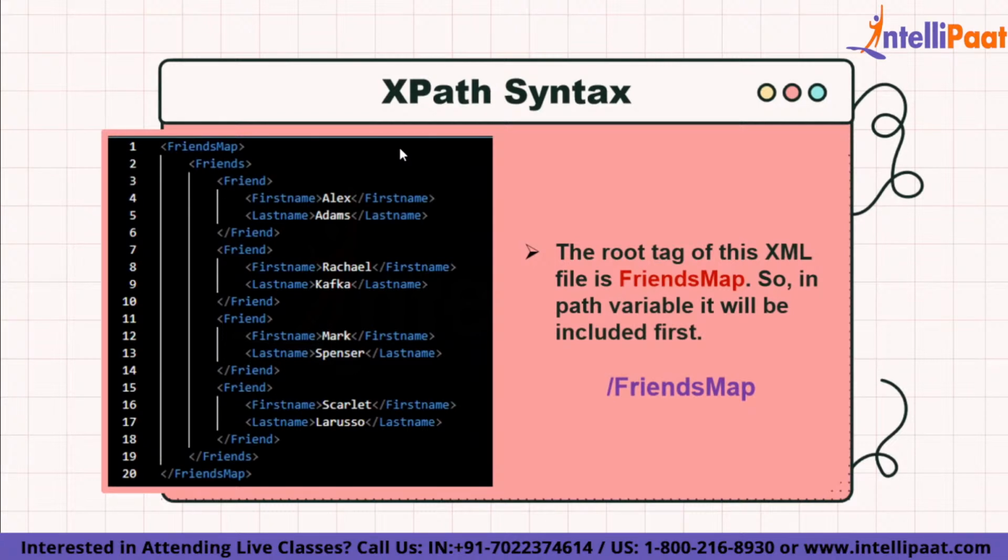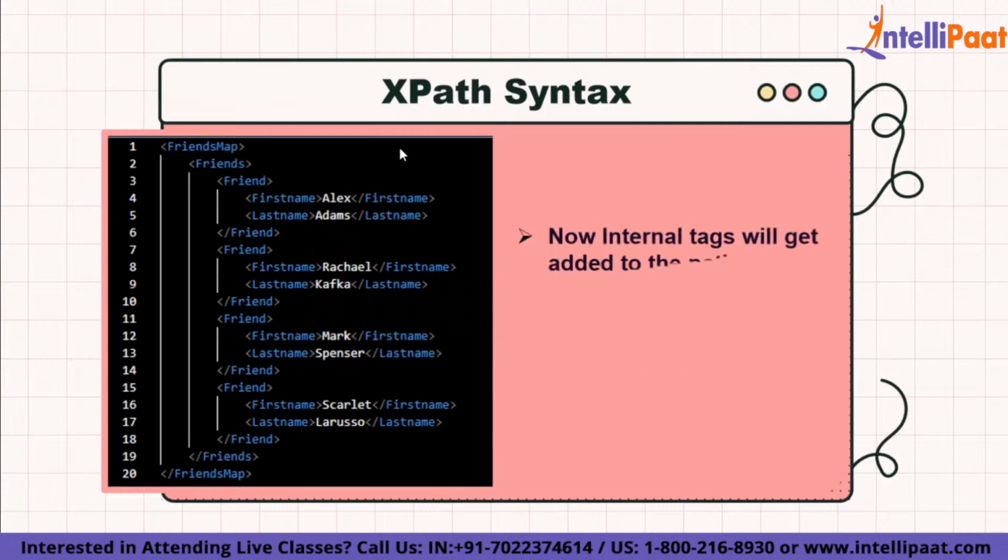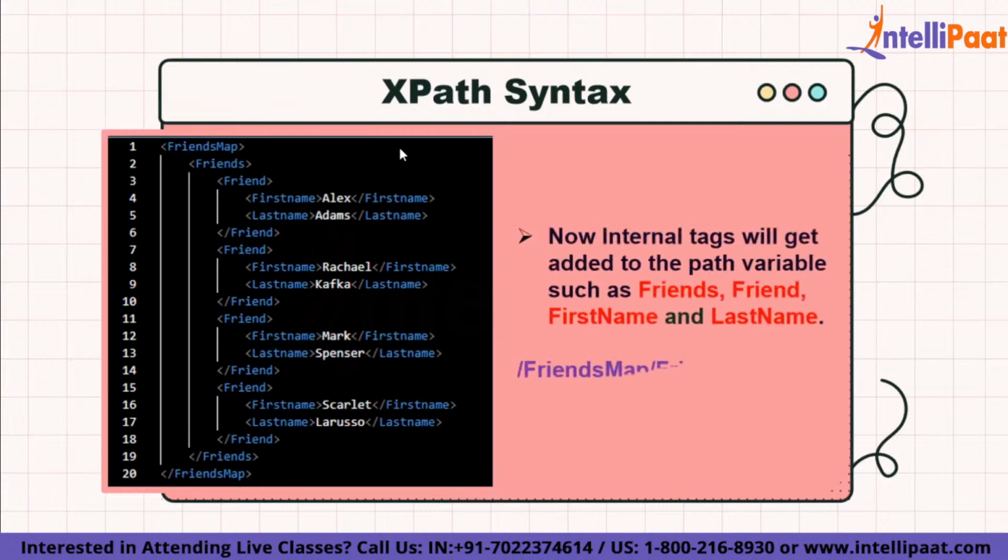The syntax is very simple guys. All you have to do is add a slash mark and after that add the name of your root tag, that is friendsmap. Now let's add the remaining tags to this path variable. So basically you'll only add tags that you want to access data from. Suppose I want to access the first name of the first record, the XPath variable will be friendsmap/friends/friend/firstname. So this command will return the output Alex.